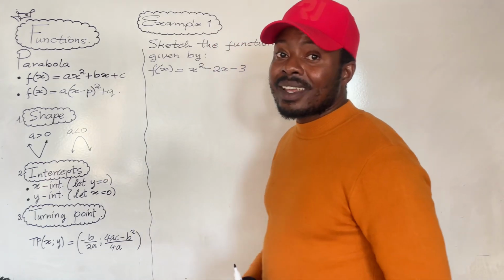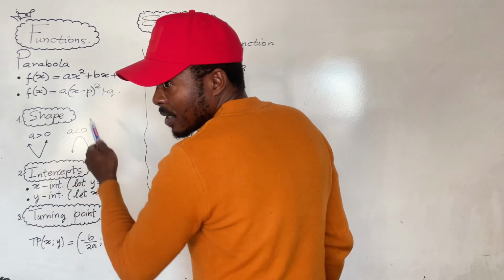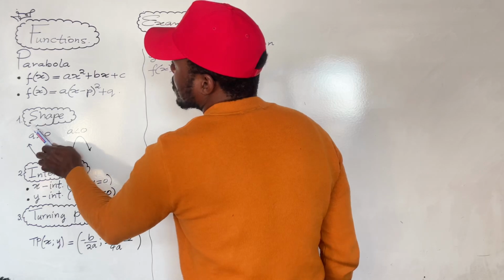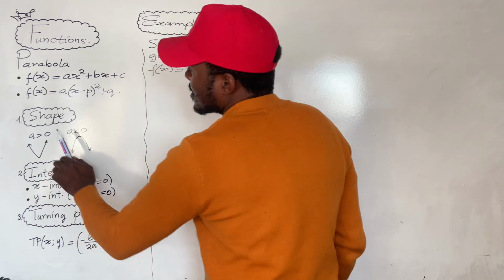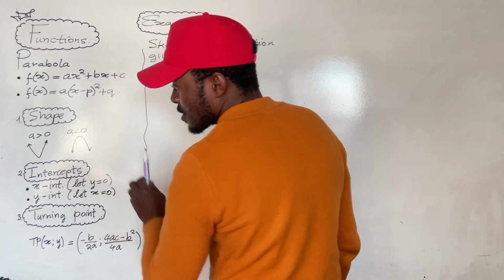So when you sketch parabolic functions, there are three aspects that you have to understand before you successfully sketch your function. The first one is your shape. When a is greater than 0, you have a smiley shape. When a is less than 0, you have a sad face.